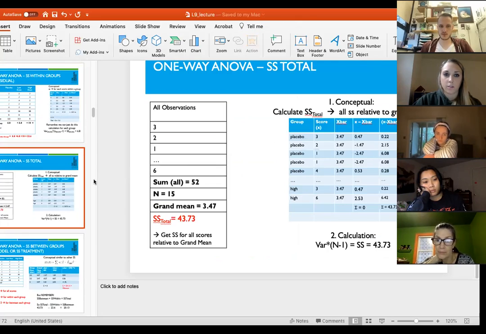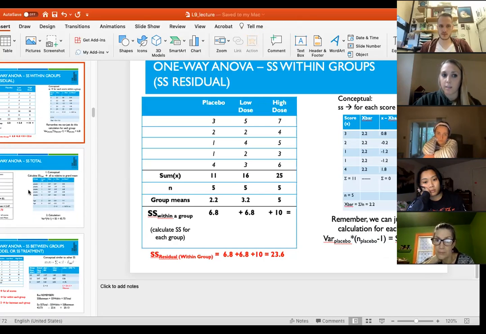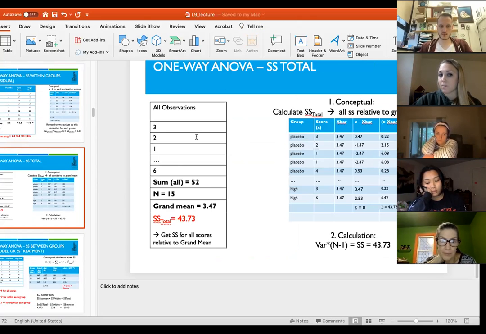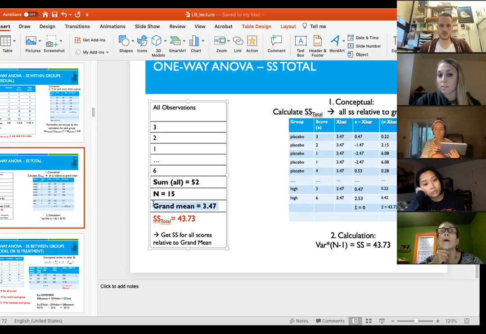Okay, so that's sums of squares within. So now let's do sums of squares total. This is all the variability in all of your data set. This would just be the regular way you calculated sums of squares. So each data point relative to now the grand mean. Remember, the grand mean is the total mean in the whole data set, regardless of group.